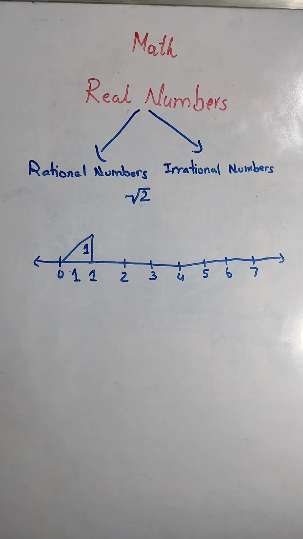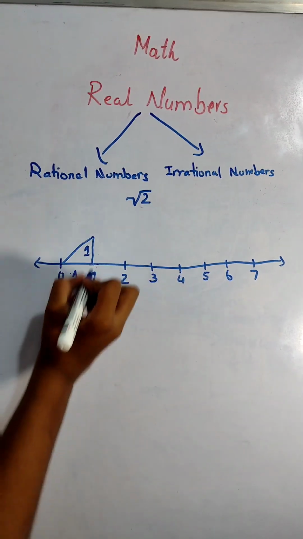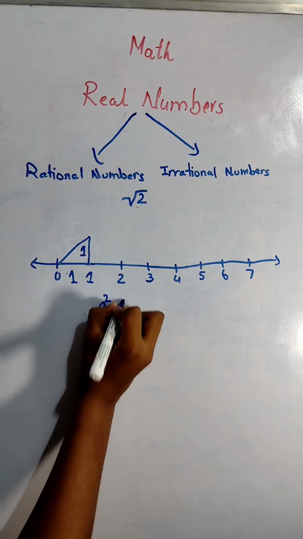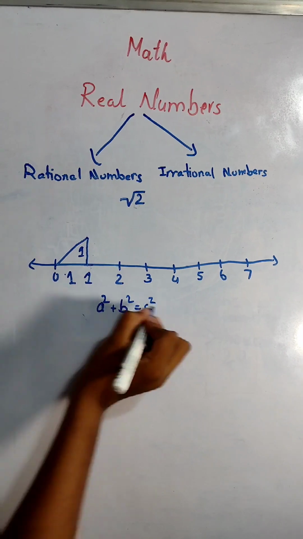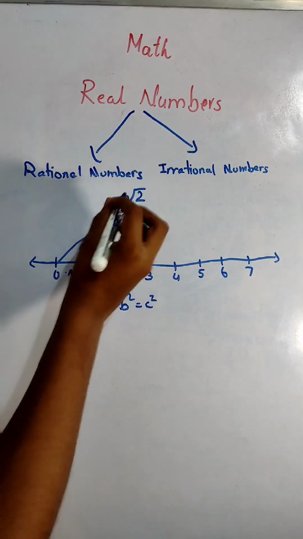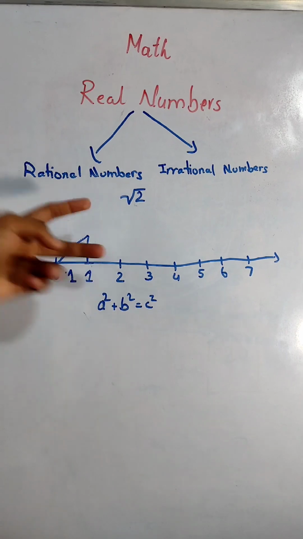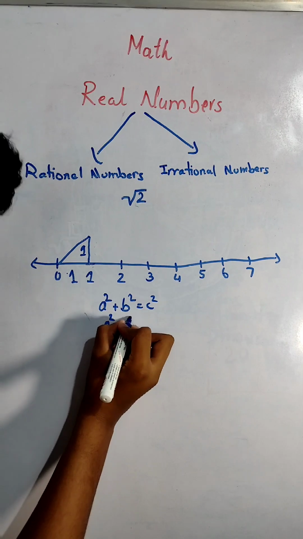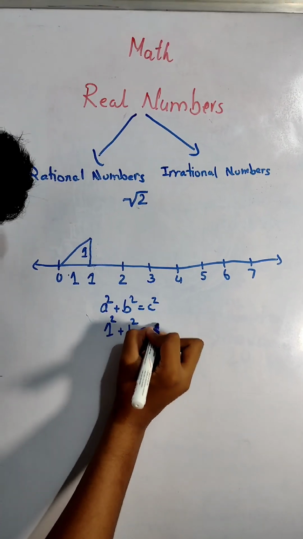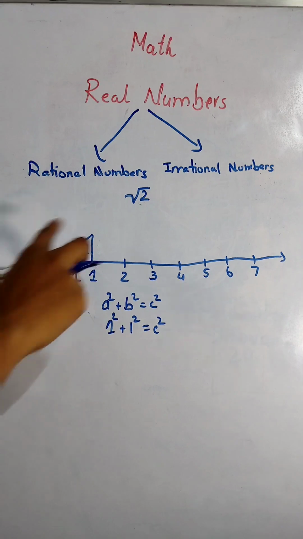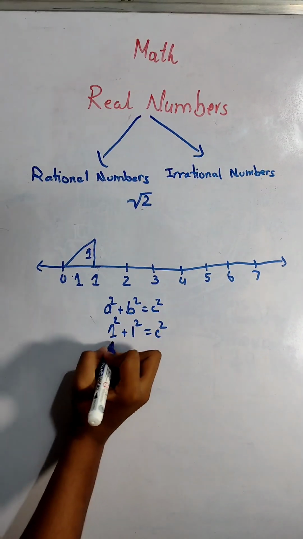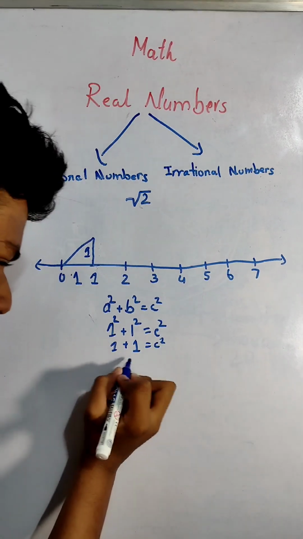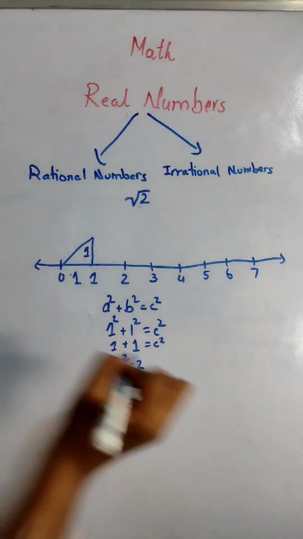So if we apply the Pythagoras theorem in this case, this is the Pythagoras theorem. If this is equal to a and this is equal to b, then 1 square plus 1 square is equal to, well, c square, because we don't know the value yet. That is, c is this line. So this will further continue to 1 plus 1 equal to c square. So c square is equal to 2.